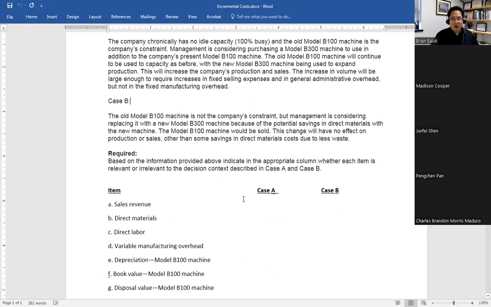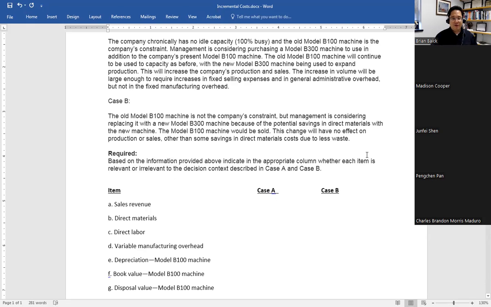Let's take a look at case A and get a sense for how this problem works. Think about what's going on here. Basically we have the old machine, which is the 100 model, and a new machine, which is the 300 model. We're going to keep both. Based on the information, indicate whether each item is relevant or irrelevant.